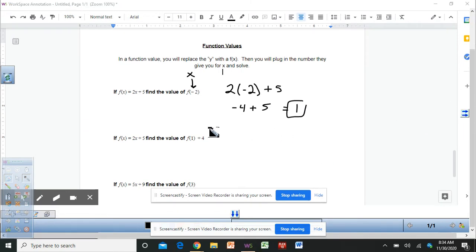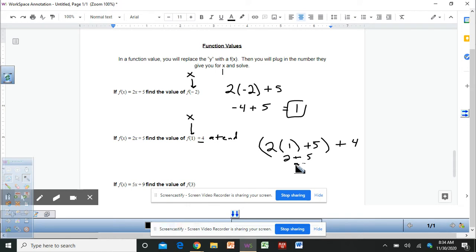Okay, same thing on the next one. Here they're saying replace every x with a 1. At the very end, this part right here means you put it at the end. So we have 2, and I replace every x with a 1, like it tells me, plus 5. Then at the very end, I put this in parentheses, we add 4. So 2 plus 5 is 7, and then plus 4 gives me 11.